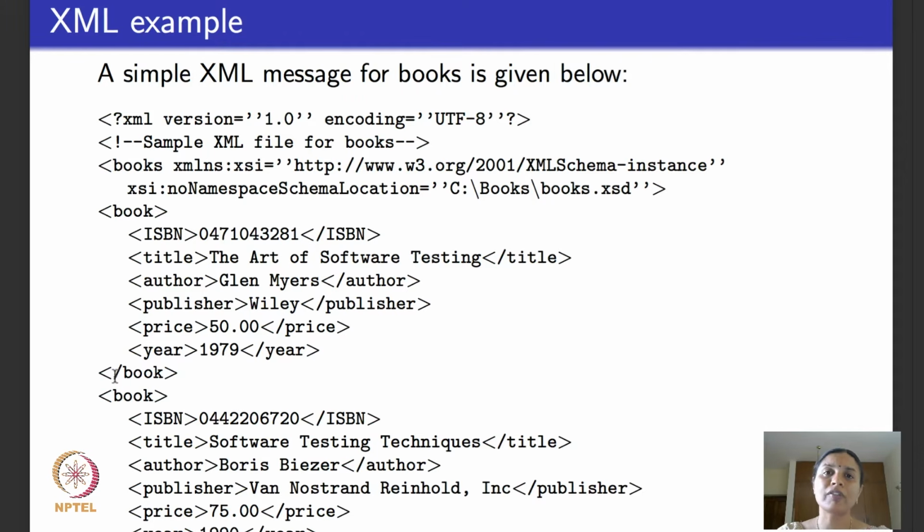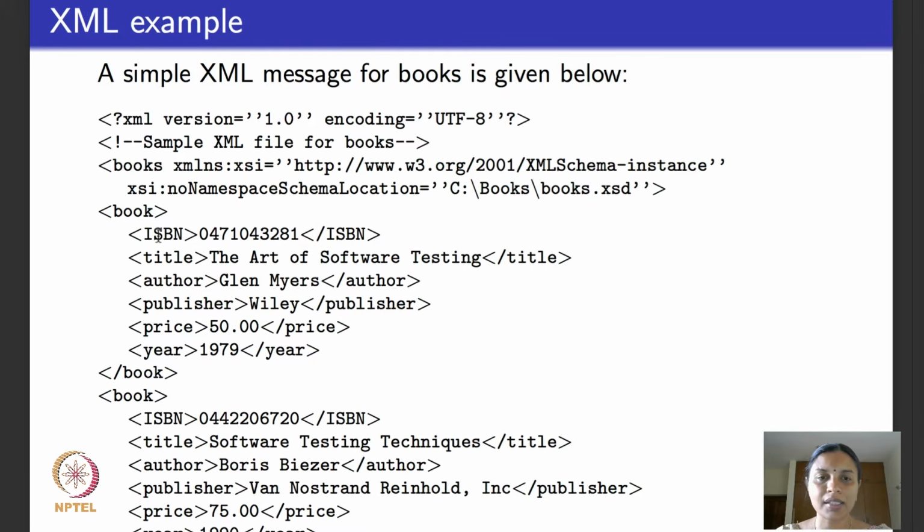Now, what are the further structures that are available inside the tag book? Inside the tag book, there could be several other tags. ISBN number is one tag. Title of the book is another tag. Author is another tag. Publisher is another tag. The price of the book is another tag. And the year in which the book was published is another tag. Of course, this is not exhaustive. You could have additional details describing the book, like, for example, which edition, first edition, second edition, whether it is a paperback, and so on. And if you notice, each of these subtags has an opening tag and a closing tag.